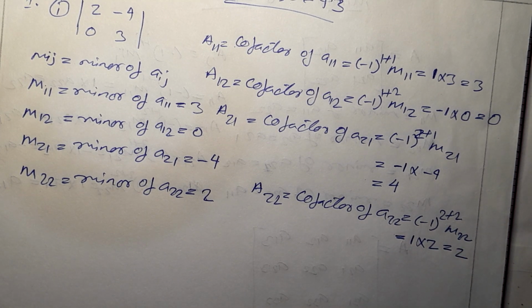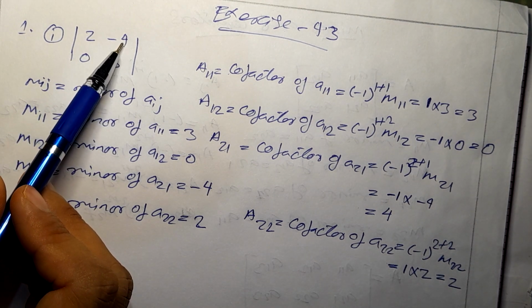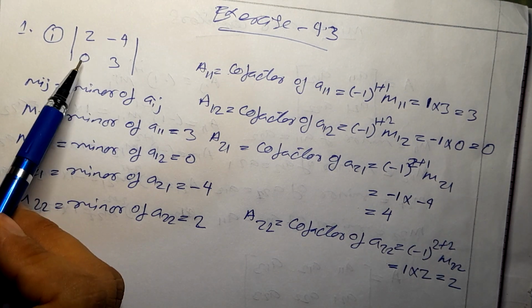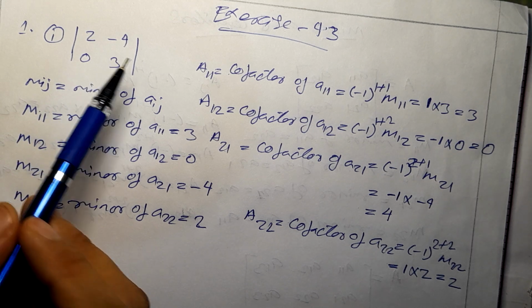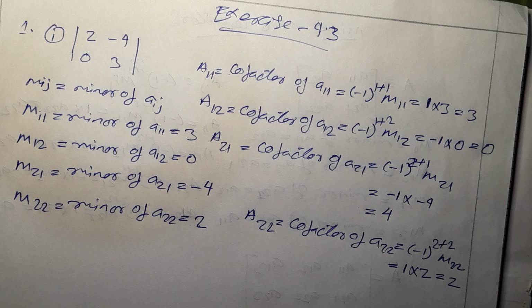The first position will be positive, the second position will be negative. Again, in the second row, the first position will be negative and the next will be positive. So we multiply with that minor, then we will get the result. Now this is Roman number 1.